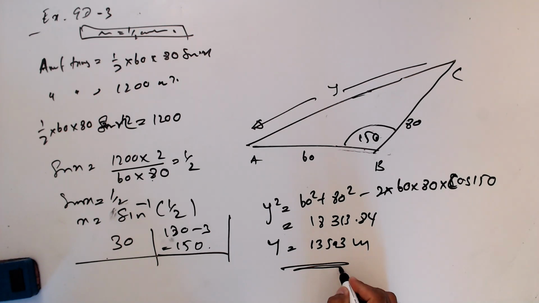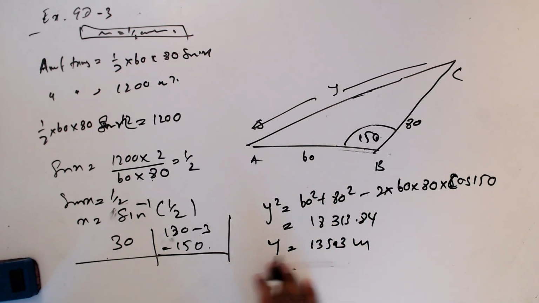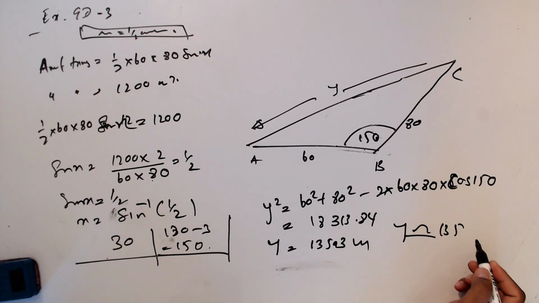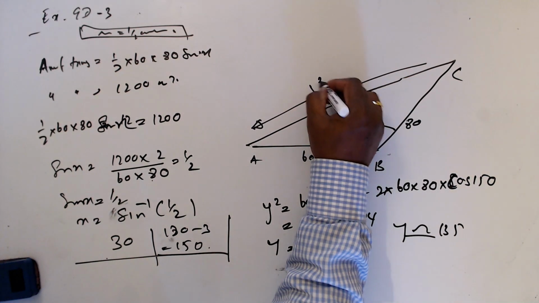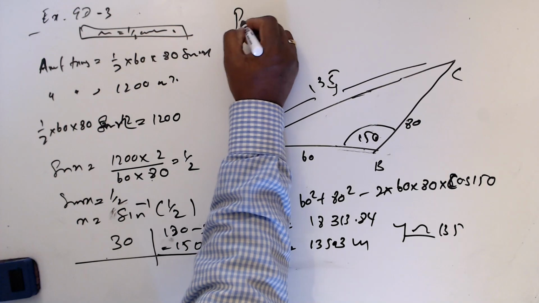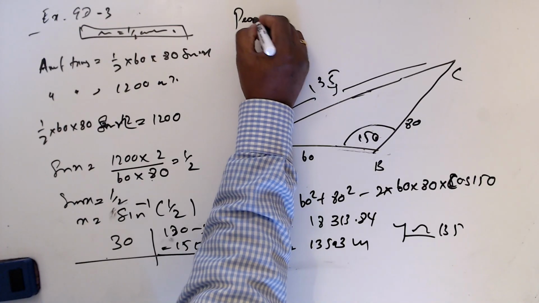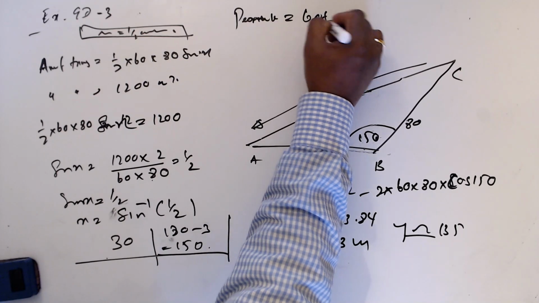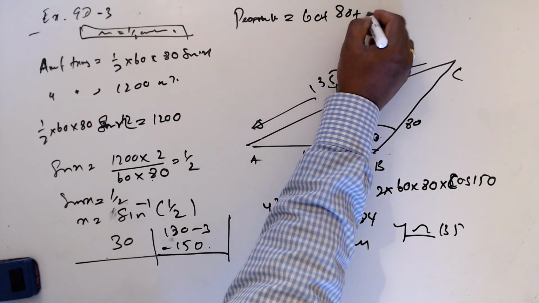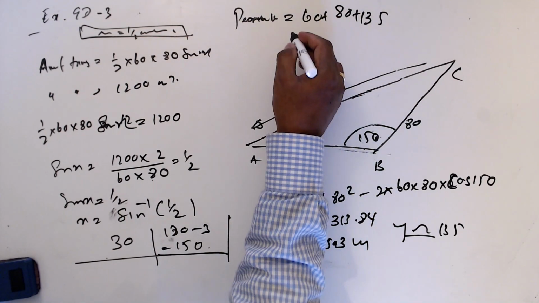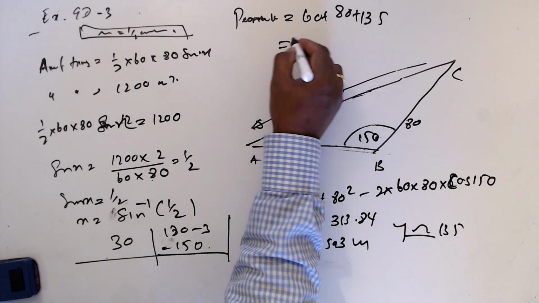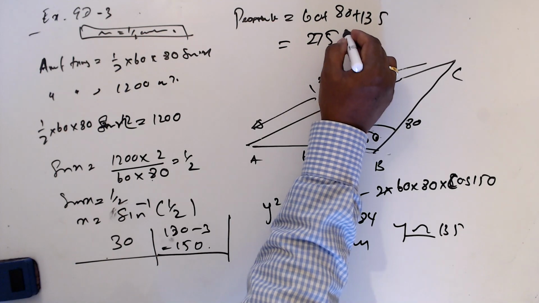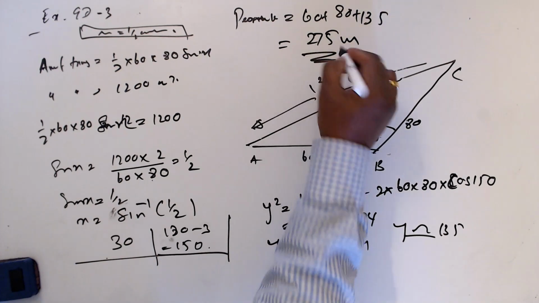And then we need the perimeter. So I'll round this off. y is approximately 135. Then the perimeter equals 60 plus 80 plus 135, which is going to be 275 meters.